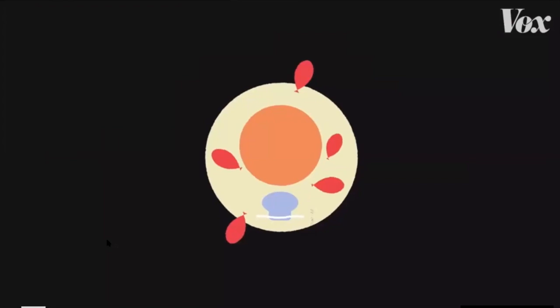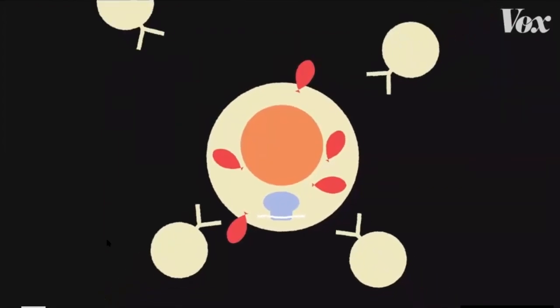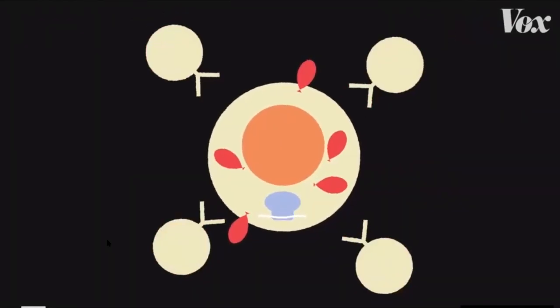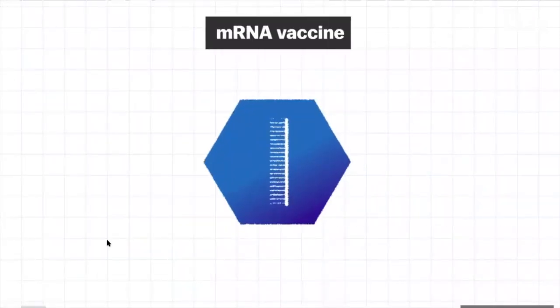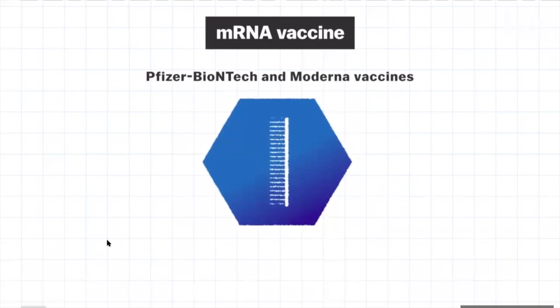Once inside the body, the cell reads the mRNA and begins to make harmless spike proteins of its own. From there, your body's immune system recognizes the foreign threat and sounds the alarm. This is how the new COVID-19 vaccines from Pfizer and BioNTech and Moderna work.